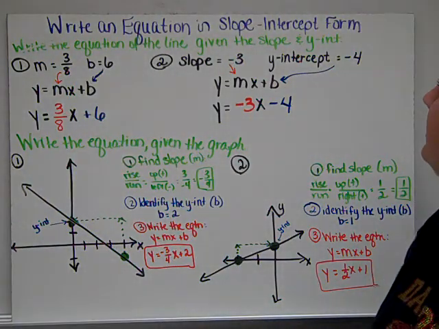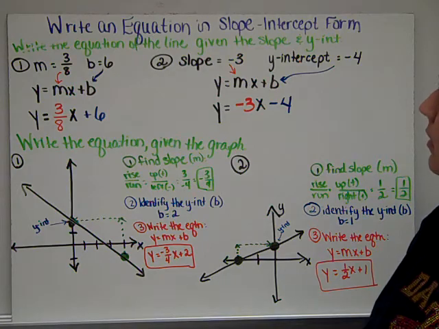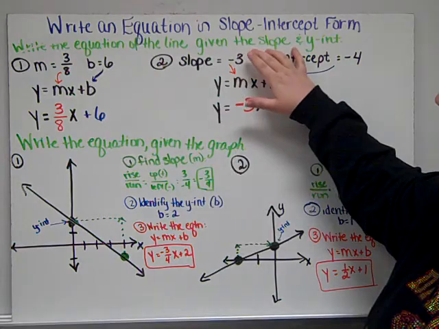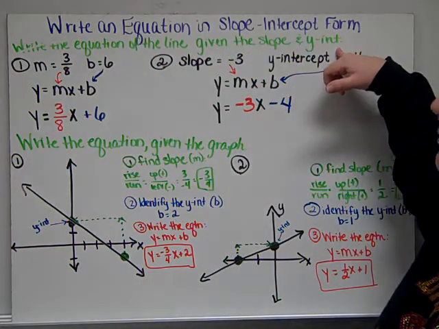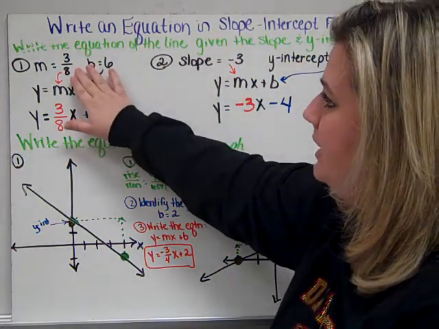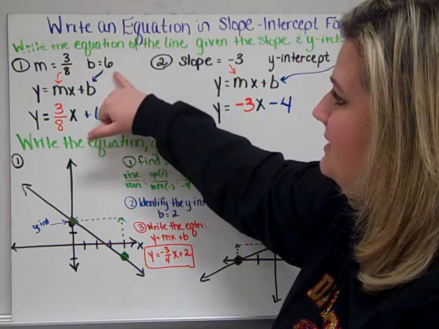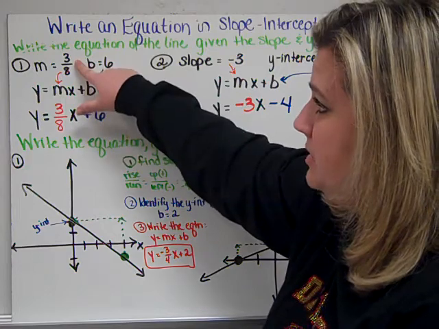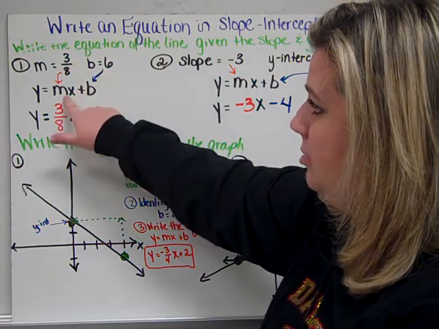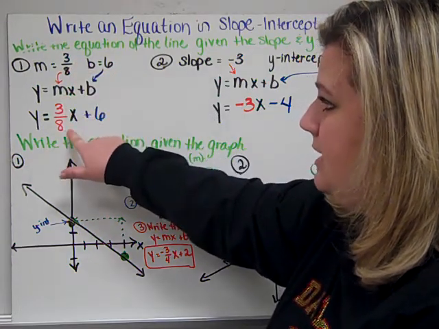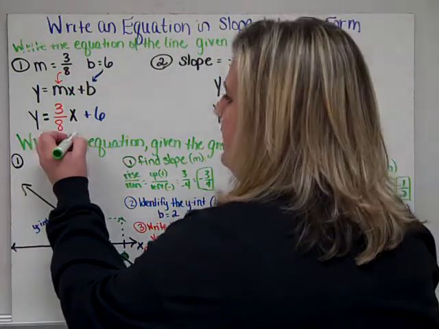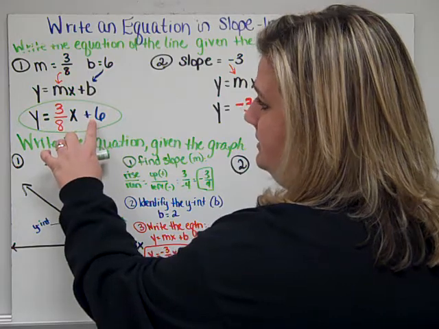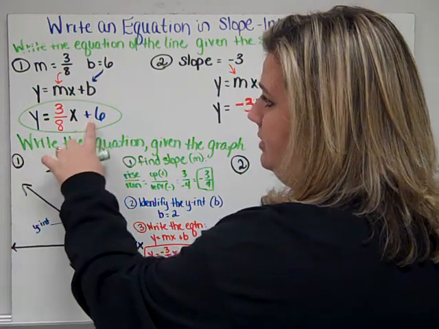All right, write an equation in slope-intercept form. The directions say write the equation of the line when you're given your slope and your y-intercept. So the first one, I'm given m equals 3/8 and b is 6. So here's our slope-intercept form. So I'm just simply plugging in what they tell me into the equation. And that is my equation of the line. M is positive 3/8. B is positive 6, so y equals 3/8 of x plus 6.